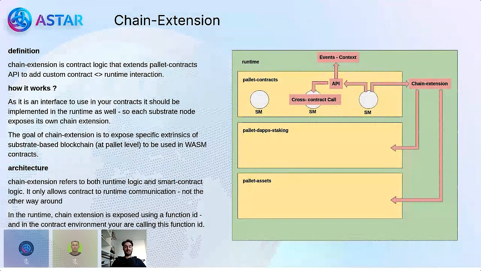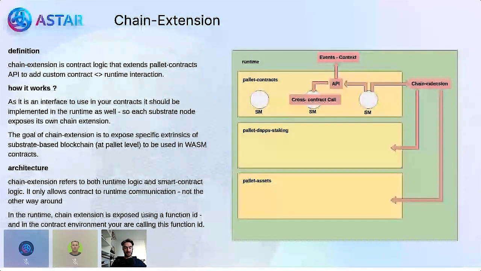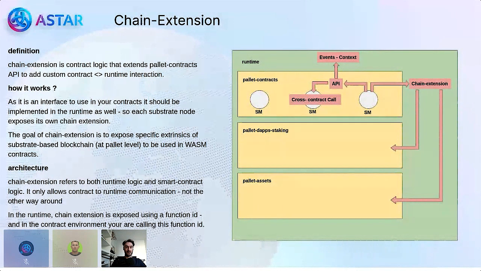The goal of chain extension is to expose specific extrinsics of a Substrate-based blockchain at pallet level to be used in a WASM contract. So previously, without chain extension, you could only communicate with other smart contracts from pallet contracts. But with chain extension, you allow your contract to communicate with other pallets of the same runtime architecture. Chain extension, as I said, refers to both runtime logic and smart contract logic. It only allows contract to runtime communication, not the other way around.